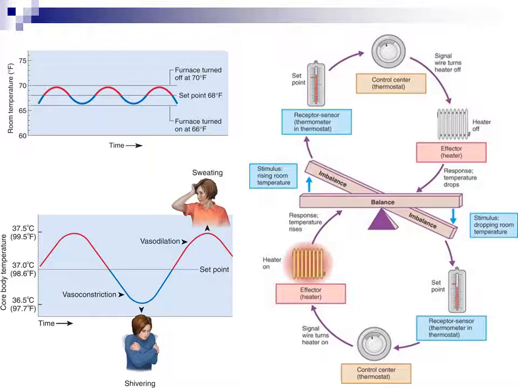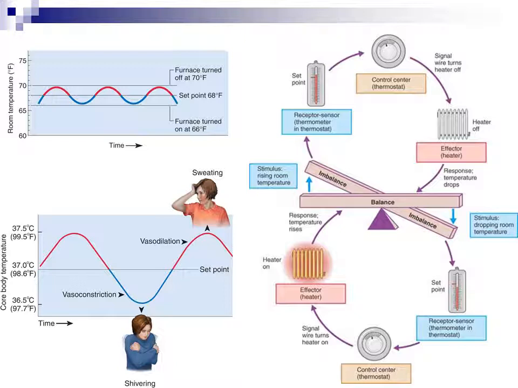The thermostat will then send this information to the effector, the heater in this case, via the efferent pathway, and signals it to kick on. The heater is the effector because it brings about the desired effect, in this case, raising the temperature.